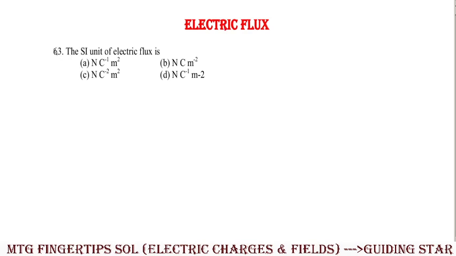Going to the first question of electric flux. The SI unit of electric flux is... So here it is asking to find out the SI unit of flux. We know the formula for flux: phi is equal to E dot S, or if the angle between them is 0 degree, then it will be simply ES cos 0. That means simply ES. So here the unit of electric field is Newton per coulomb, and this S stands for area. So that means the unit of area will be meter square.